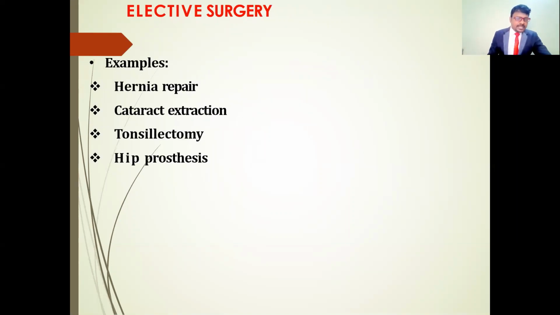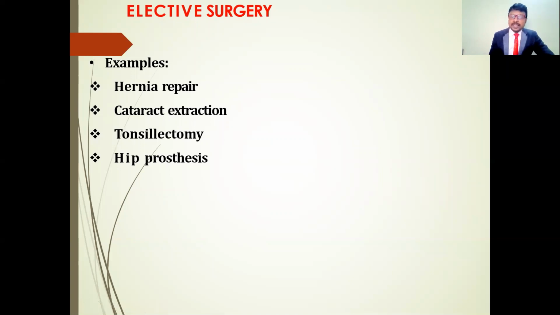There are many examples of elective surgeries, such as hernia repair. That is a displacement of internal organs, such as in abdominal hernia or inguinal hernia. These are elective, so they can choose the time for the repair. There is no emergency here. Another example is cataract extraction. If anybody has a cataract, they plan when they want to have it extracted. This is another example of elective surgery.